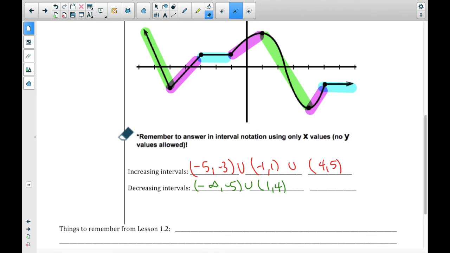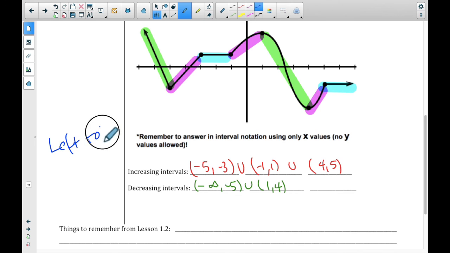All right, I tried to color code mine for you. The increasing intervals I did in pink up here, and then I gave you the answers down here. The decreasing intervals, I went to green. Remember, we use the X values, and we always go from left to right. Okay. The ones that I didn't talk about were the flat parts, and those are the constant parts. We ought to recognize those as well, but for this lesson, we're mainly talking about increasing and decreasing.